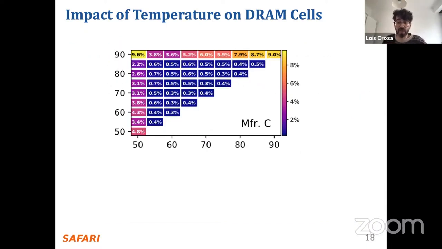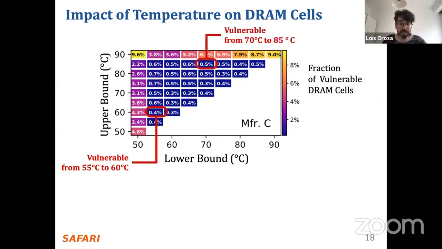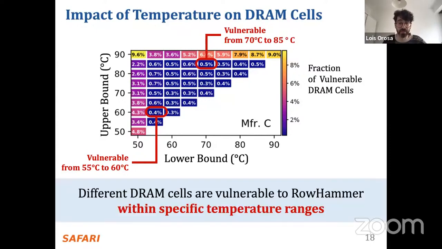This figure shows the population density of cells clustered based on their vulnerable temperature range. The x-axis and y-axis show the lower bound and the upper bound of a DRAM cell's vulnerable temperature range. The color scale and the percentage values show the fraction of cells for a given temperature range. For example, 0.4% of the cells are vulnerable to RowHammer only between 55 and 60 degrees Celsius, meaning that these cells do not observe any bit flip at 70 degrees or 50 degrees or 45 degrees. They only observe bit flips from 55 to 60 degrees Celsius. Another example is that 0.5% of the cells experience bit flips only between 70 and 85 degrees Celsius, as we see in the figure. We conclude that different DRAM cells are vulnerable to RowHammer within specific temperature ranges.